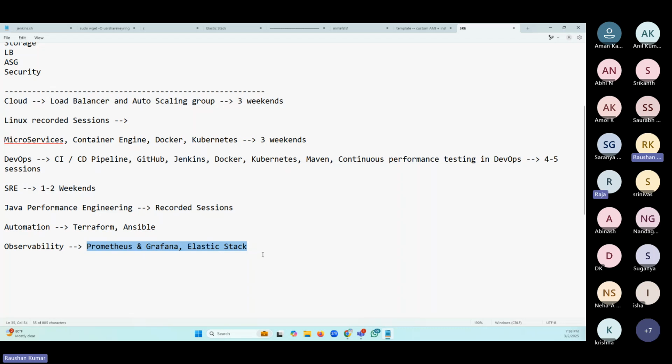Then we talk about Java performance engineering, the recorded sessions. So what were the topics covered in that one? Are you showing it using any monitoring tool, for example memory utilization or CPU utilization, or any kind of heat map or thread count?